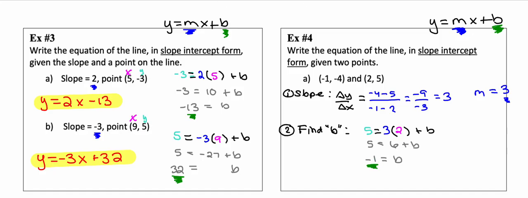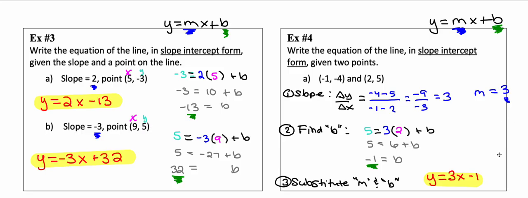So our last step is substitute m and b. So the same way we did on example 3. But this time we had to actually find the m to be able to substitute it. So we're going to write our equation the same way we have been. So y equals, our slope is 3x plus b. Our b is -1, so it's 3x minus 1. Our equation in slope-intercept form is y equals 3x minus 1.